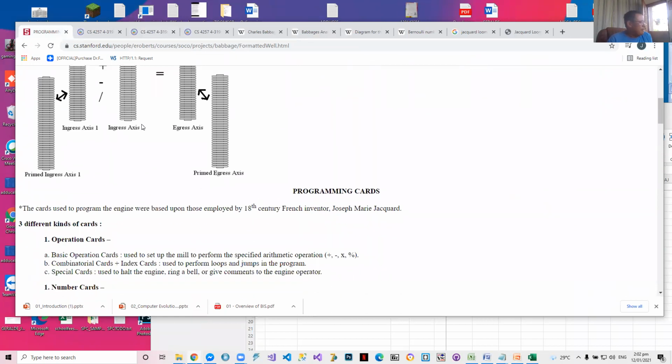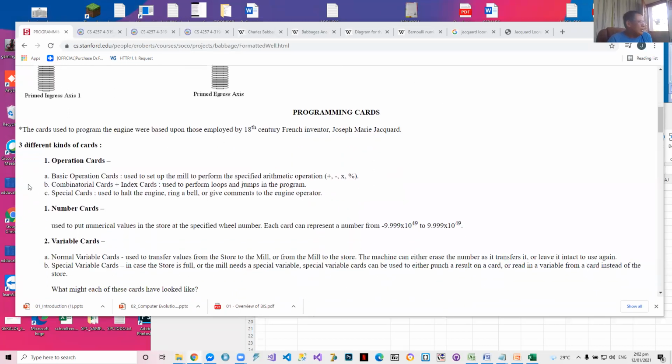So the operations come in the cards, and they are read individually and sequentially into the mill. So the cards are arranged. The cards store basic operations.